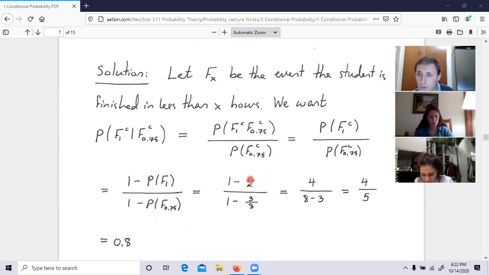Based on the information over there, the probability the student is finished within 0.75 is 3/8. 0.75 is 3/4, divided by 2, it's 3/8. So I then multiply everything by 8, numerator and denominator. I have 4 on the denominator, 8 minus 3, so it's 4/5 or 0.8.